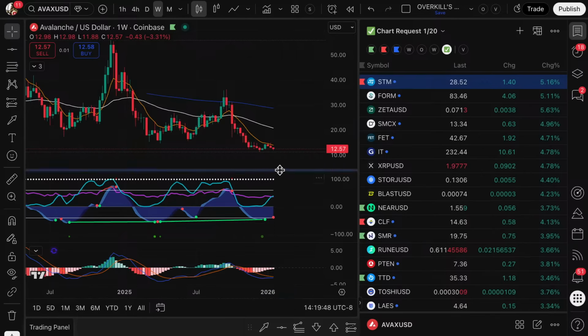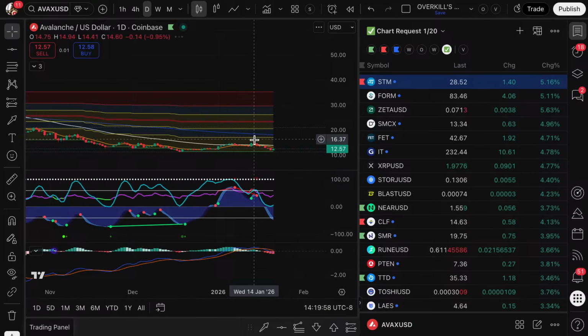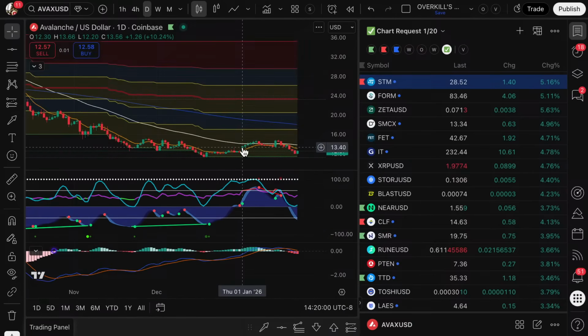Like, I get excited when I buy and it goes down 20 to 30% because then I get to buy more. I get to add more to the position because we use dollar cost averaging. So again, entering here at 13 or 12, that might have come at 12.50. But looking for the daily right now on AVAX.